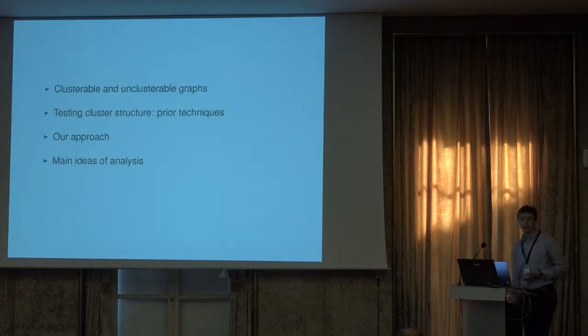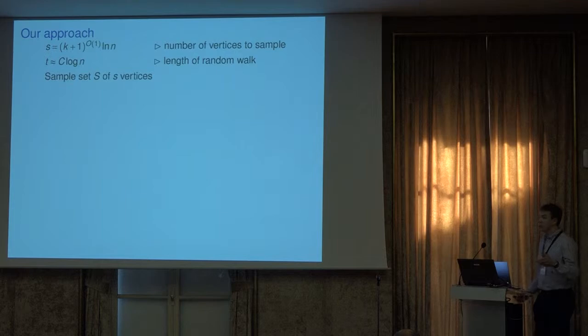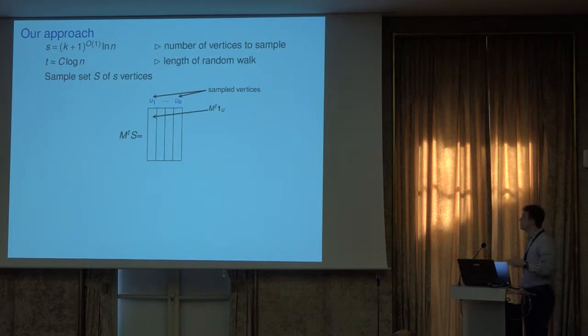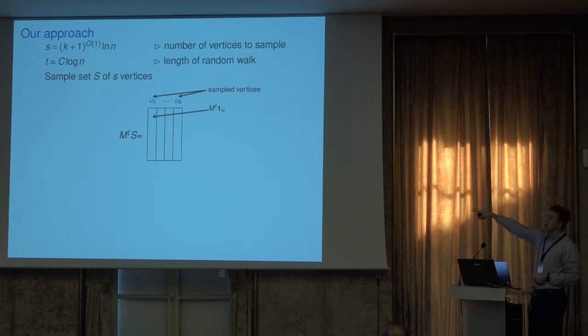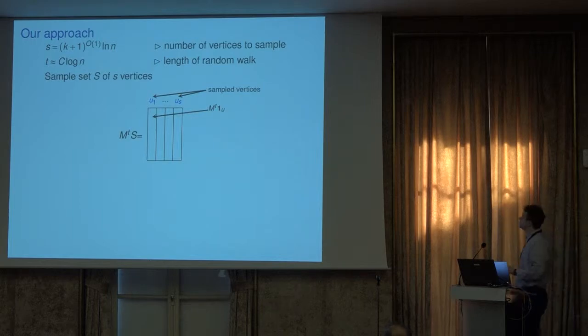Now, this brings us to what we actually do, so our approach. Well, we also start by sampling a smallish number of vertices from the graph in the hopes of hitting every cluster roughly proportionately. And we run logarithmic length random walks. However, the way we process the data is very different. Specifically, consider the following matrix. This is the matrix M^t times S, where S is the sampled vertices. Now, this matrix is an n by poly(k log n) matrix, where the columns correspond to the t-step random walk distributions out of the vertices that we sampled.